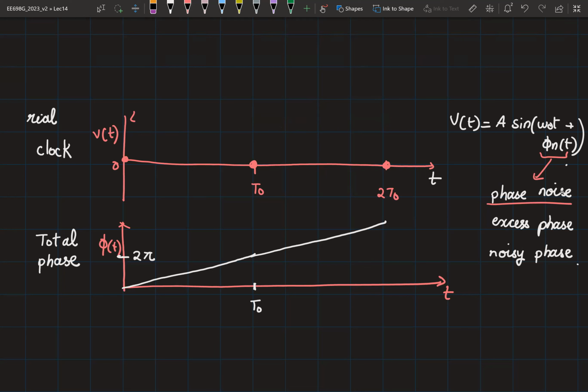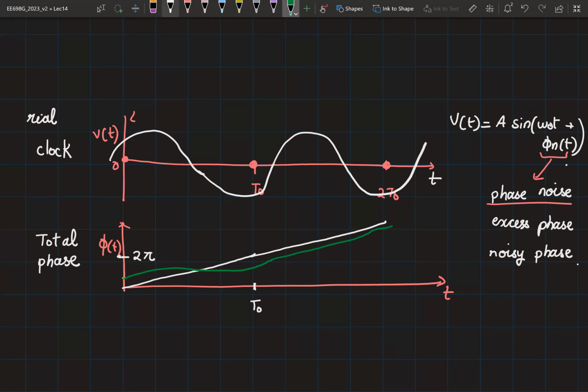Now, in the presence of this phase noise, the zero crossings of the sine wave will now be shifted. Which means the total phase will now have some variation over it. So for example, at this point, the signal is advanced, which means you will have a larger phase here. And then here it is delayed, so phase is smaller, etc. And then it remains delayed.